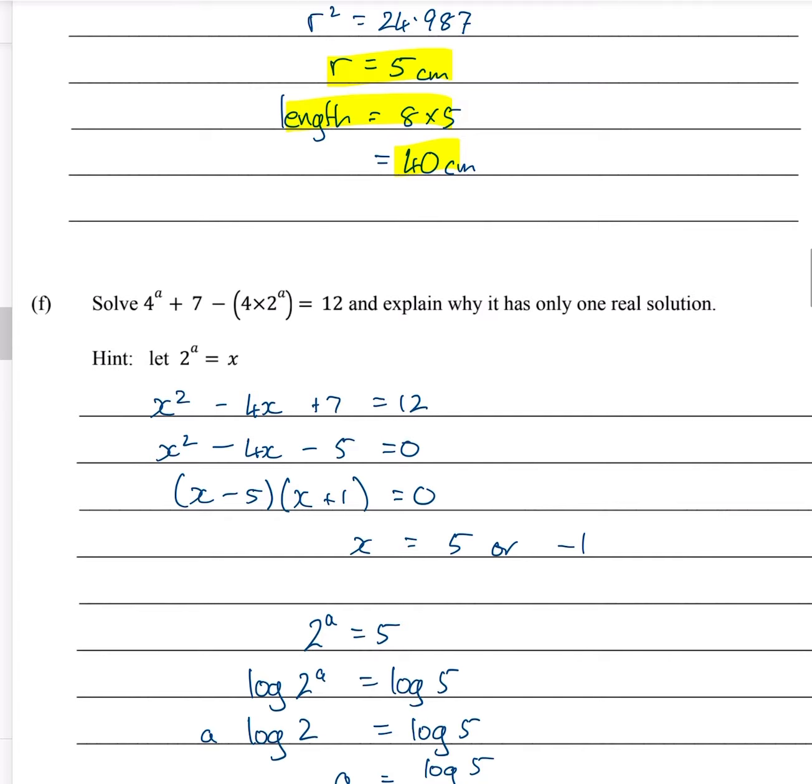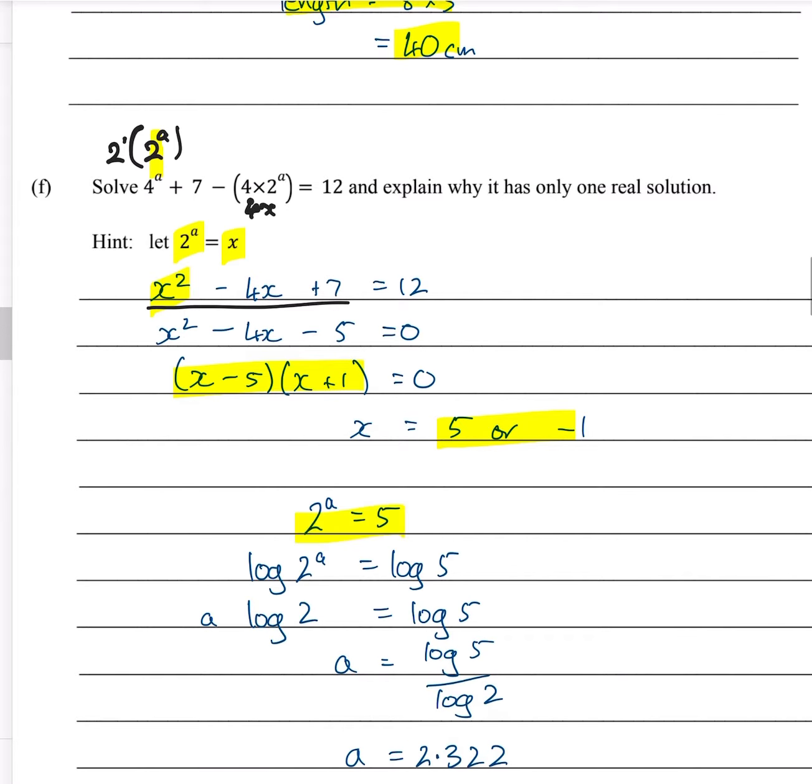Right, for F, we've got let 2a equals x, so that means that's x squared, because that would be 2a to the power of 2, times 2, because we multiply the powers. So that's like x squared, and so this would be 4x. So we get our quadratic like that, and then we factorise it, we get 5 or negative 1.